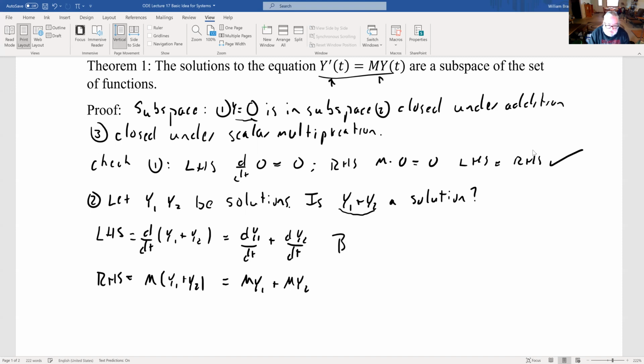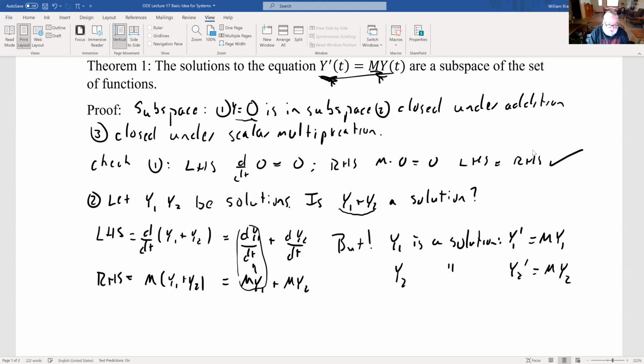But y1 is a solution. What does that mean? That means that y1 prime equals M y1. Since it is a solution, if you plug it into the equation on both sides, you get a true statement. y2 is a solution. That tells me that y2 prime equals M times y2. So these two things are equal, and those two things are equal. So if I add two solutions together, I get another solution.